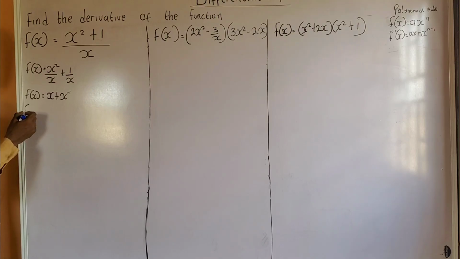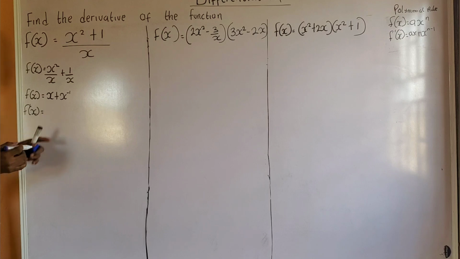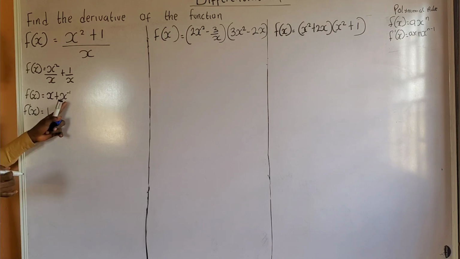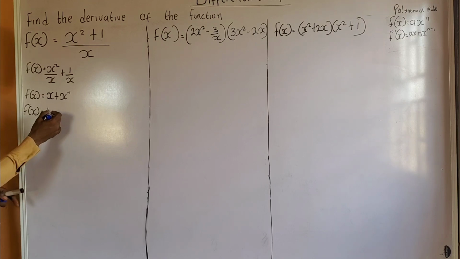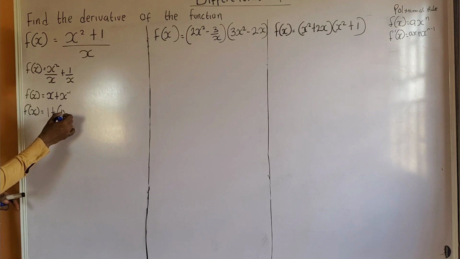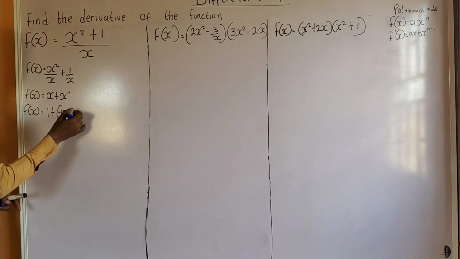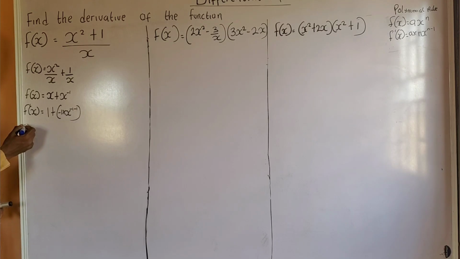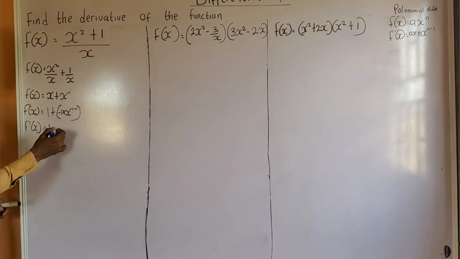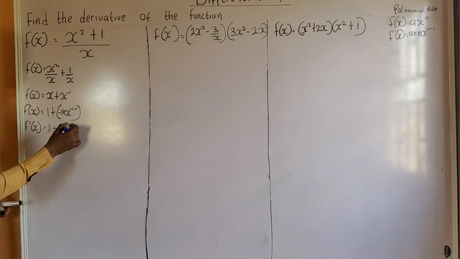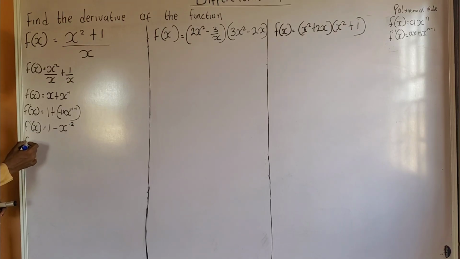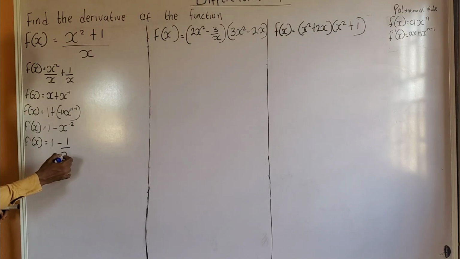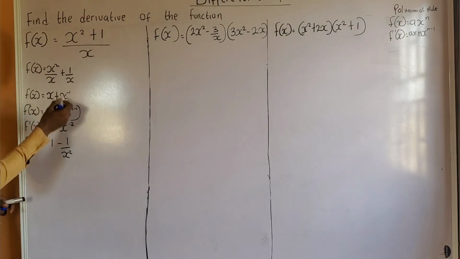I'm going to have the derivative of f of x will be equals to, differentiate x, you're going to have 1, okay? And if you differentiate x to the power of negative 1, you're going to have plus multiplied by minus 1 times x raised to the power of minus 1 minus 1, right? Okay, I'm going to have the derivative of f of x equals 1 minus x raised to the power of negative 2. Do you know? So I'm going to have the derivative of f of x is equals to 1 minus 1 over x raised to the power of 2, okay? So that will be the derivative of f of x.